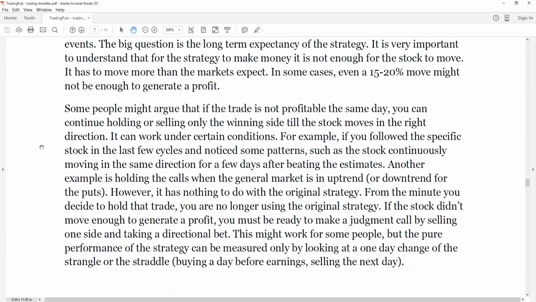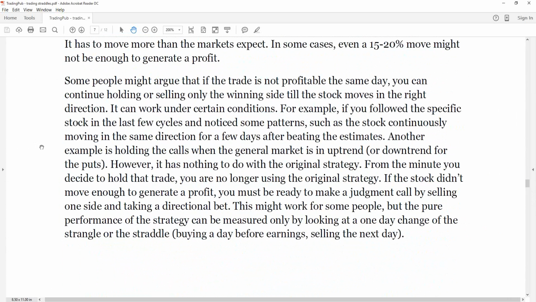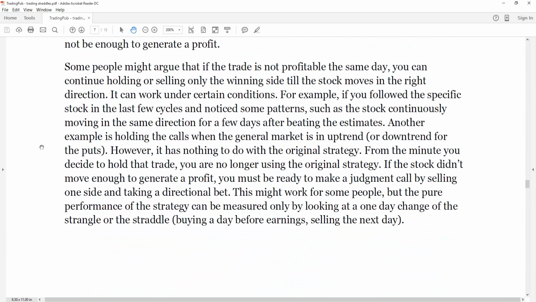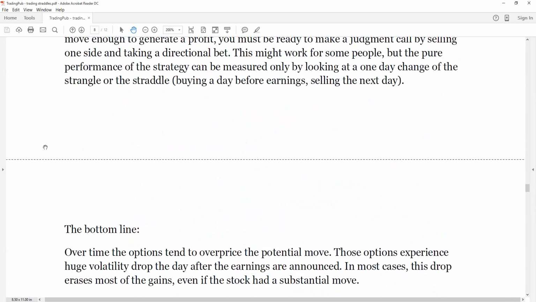Now, some people might argue that if the trade is not profitable the same day, you can continue holding or selling only the winning side, and it can work under certain conditions. But to me, this becomes a little bit more like gambling and not trading. Because once you played the earnings, you hoped for a big move and it didn't happen, you are now sitting on a big loss. So right now, you are hoping that the move will happen sometime after the earnings. And as we know, hope is not a strategy, at least not to me.